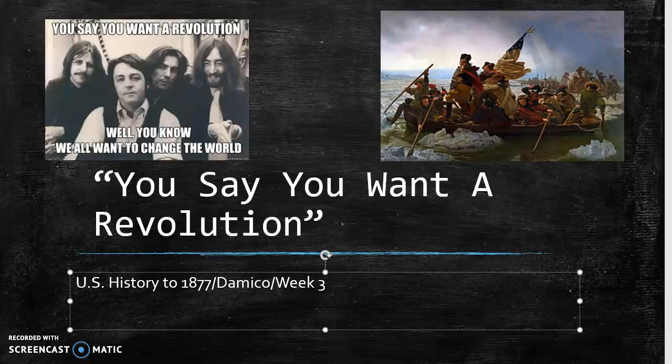So week 3 is about the American Revolution, interpretations of the American Revolution, some of the legacies of the American Revolution. That's what we'll be getting into.